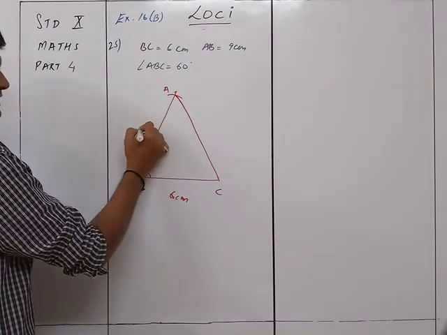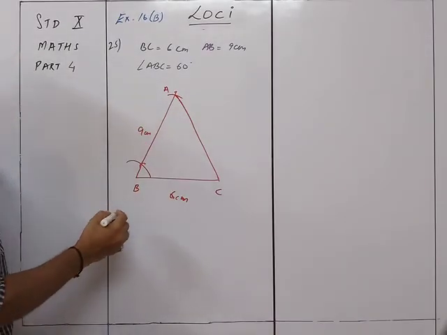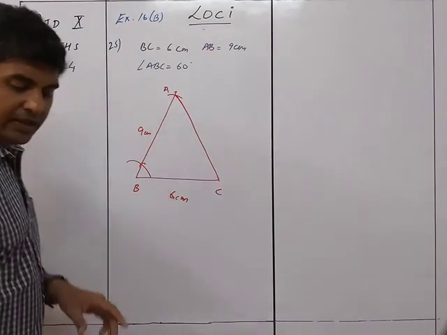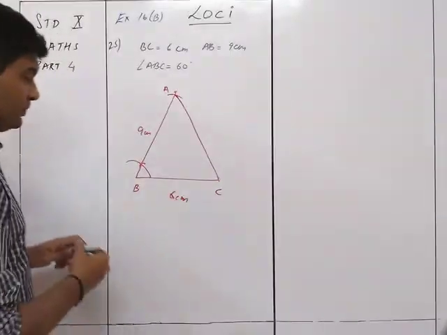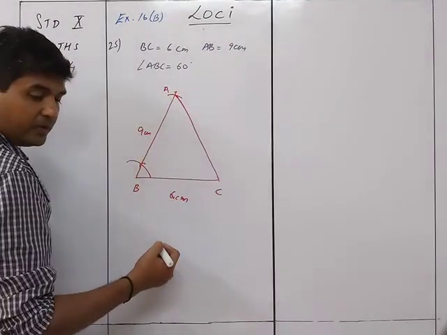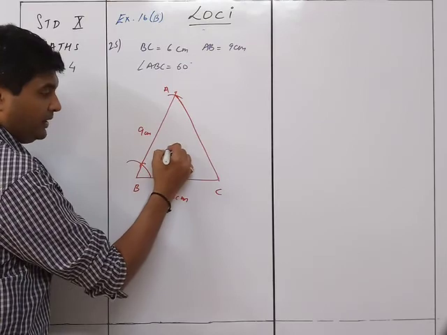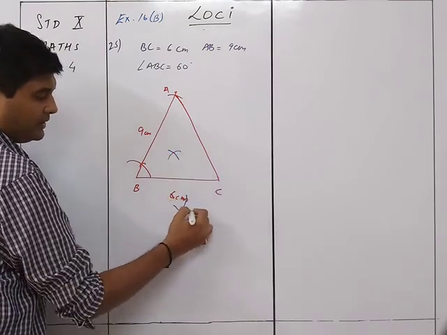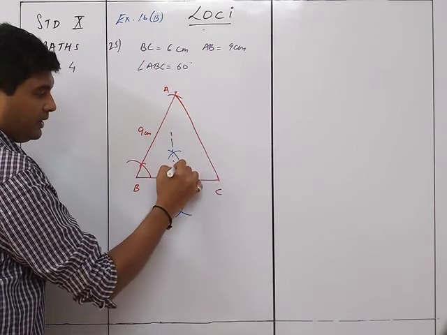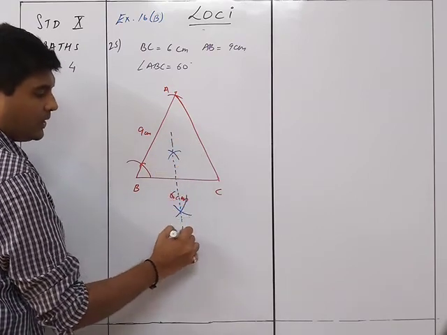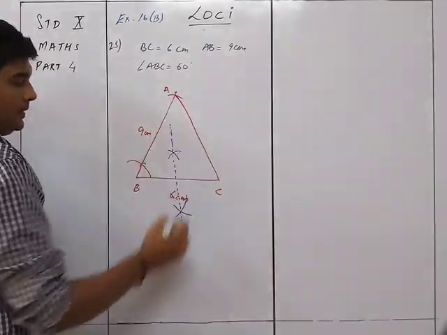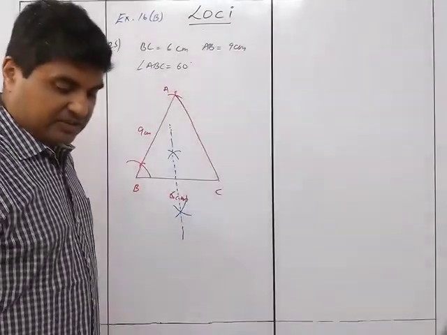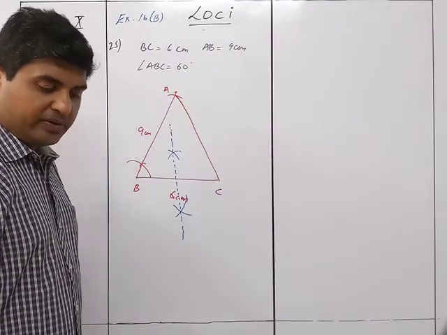Okay, this is 9 centimeters. The first one was to draw the perpendicular bisector of BC, that is, the locus equidistant from B and C. So from B, arc up and arc down. From C, arc up and arc down. This is the required perpendicular bisector, which is the locus of points equidistant from B and C.